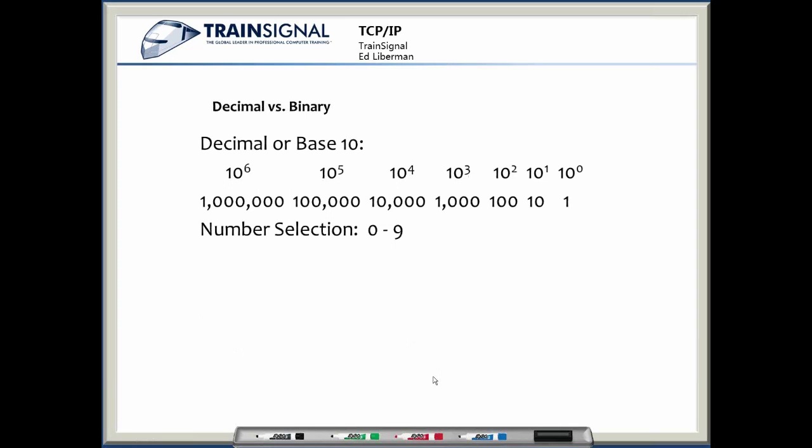All right, when we look at our decimal numbering system, I was just talking about this a moment ago, right? We got the ones column, the tens column, the hundreds, the thousands, the 10,000s, the 100,000s, and the millions. Well, where do those come from? Well, those come from exponential numbers.